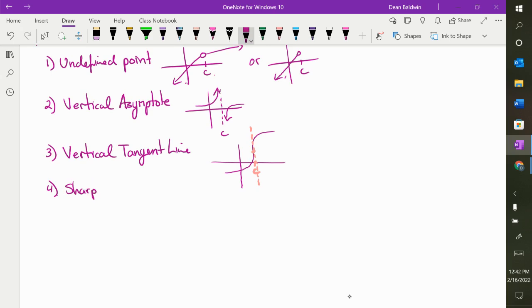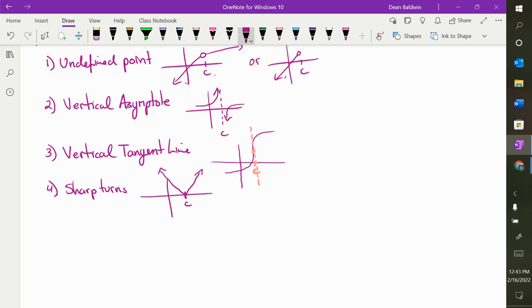Sharp turns. So the most common type of sharp turn would be an absolute value graph. It's where the graph is going in one direction and then it just suddenly switches. There's no curvature or anything like that. It's a fast switch. This is a very hand-wavy explanation, but once you know more about limits, then you can look at why this is.